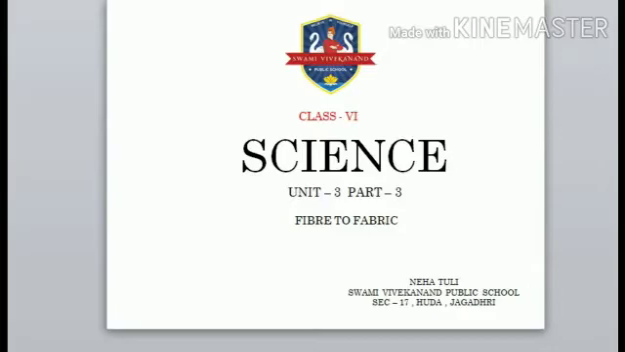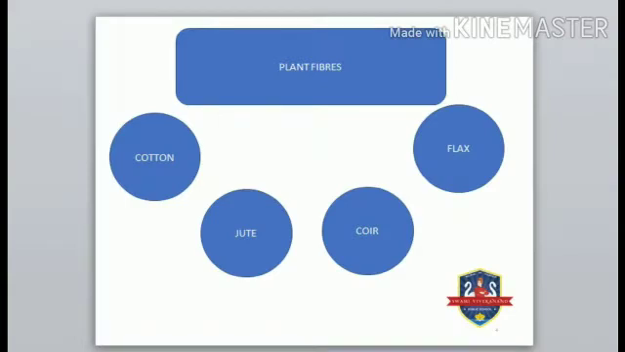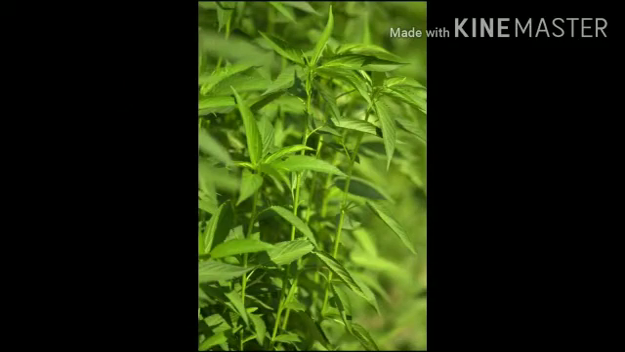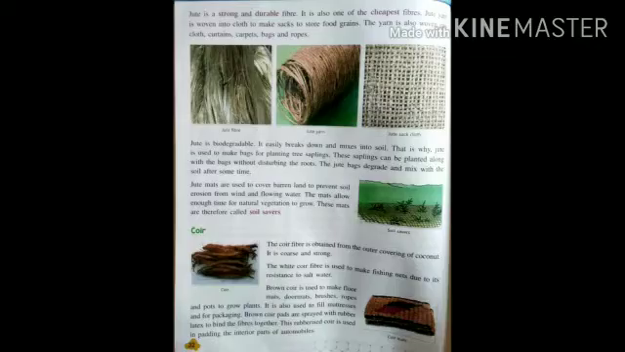As you all know, we are doing chapter number 3, Fiber to Fabric, from your science course book Eureka Plus. Yesterday we discussed that there are 4 types of plant fibers: cotton, jute, coir, and flax. I also told you how we obtain cotton fibers from cotton plants, and we discussed the various uses also. Similarly, we studied how jute plants provide us jute fibers, which have multiple uses. Today we will move on to the next 2 types, that are coir fiber and flax.